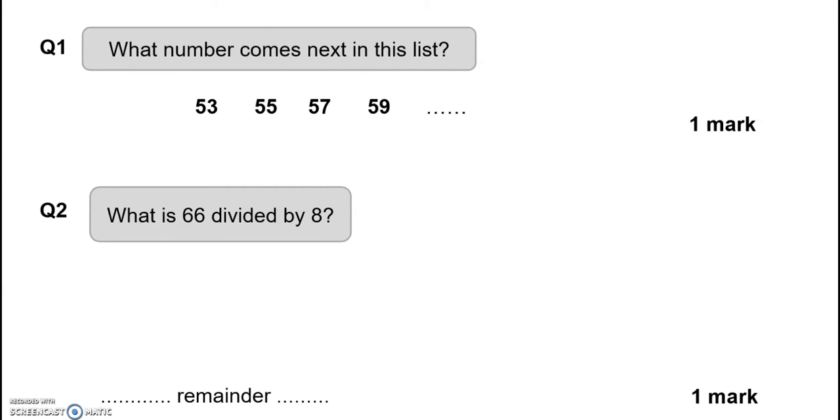Okay, so question number 1. What number comes next in this list? We've got 53, 55, 57, 59. So we are adding 2 each time. So after 59, the next number would be 61. So we add 2 there.